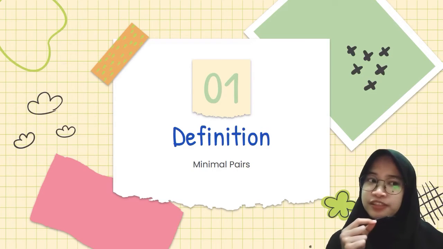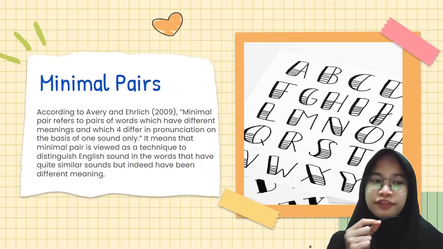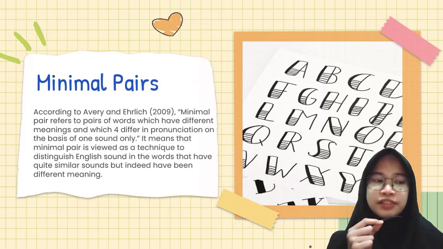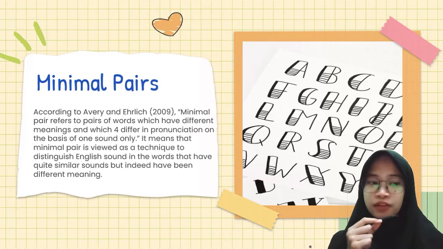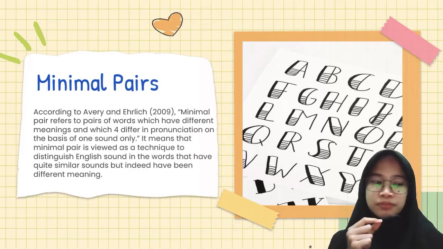So, the first question that you may have right now is, what are minimal pairs? According to Avery and Ehrlich 2009, minimal pairs refers to a pair of words which have different meanings and which differ in pronunciation on the basis of one sound only. It means that minimal pair is viewed as a technique to distinguish English sounds in words that have quite similar sounds but indeed have different meanings.